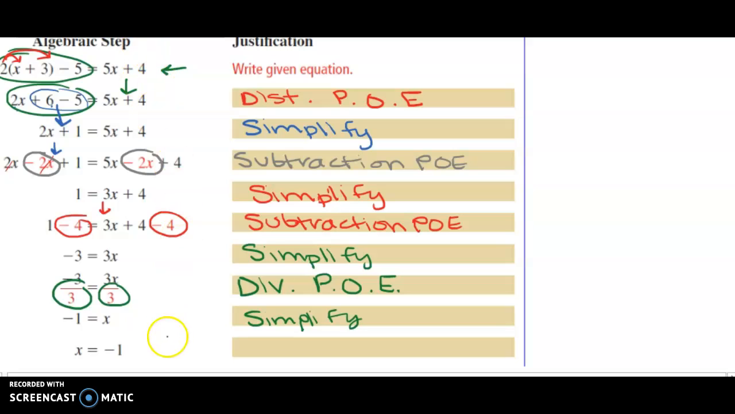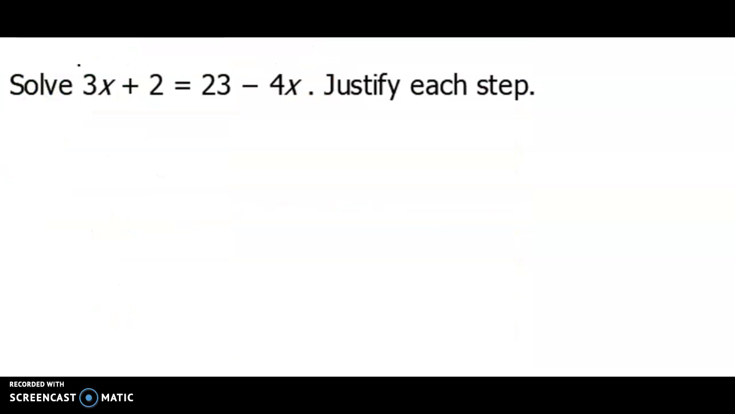Now notice here, we do change it. We go from -1 equals x to x equals -1. What property did we just talk about where you can flip what's on each side of the equation? That's the symmetric property of equality. So congratulations, you just completed your first proof. All right, let's do another example together.